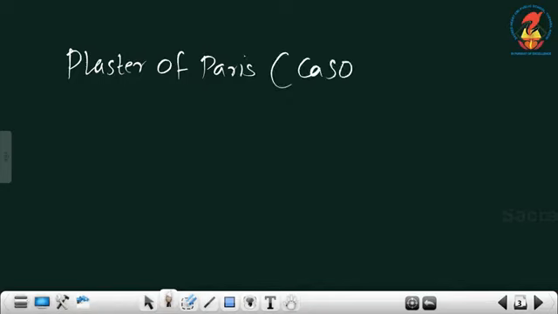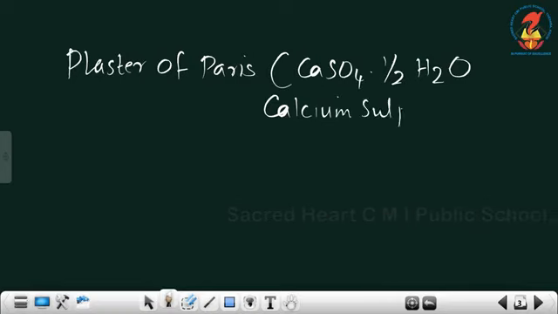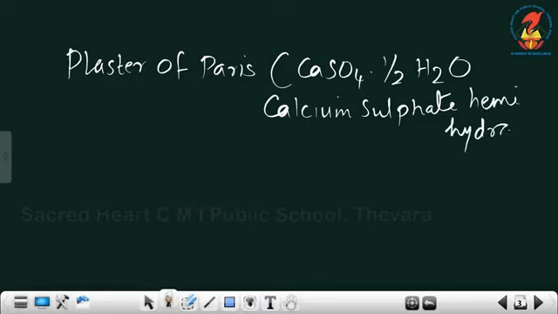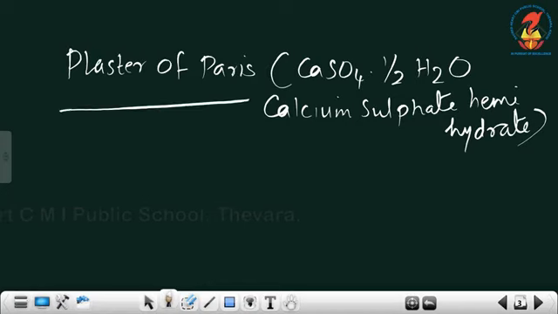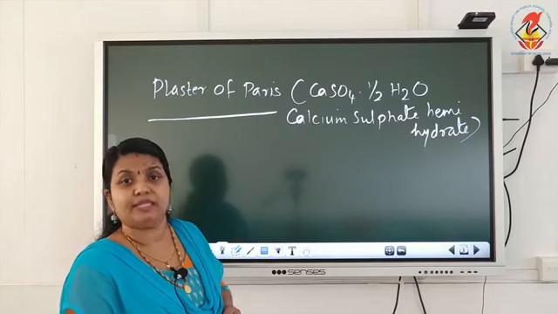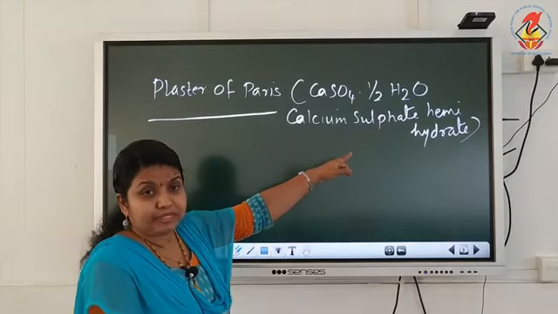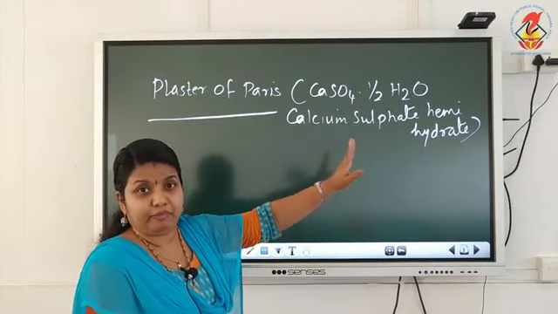Formula: CaSO4.½H2O. Its name is calcium sulfate hemihydrate. Calcium sulfate hemihydrate, CaSO4.½H2O. Plaster of Paris is an important compound. Learn the formula and the chemical name. CaSO4.½H2O is known as plaster of Paris and the name is calcium sulfate hemihydrate.